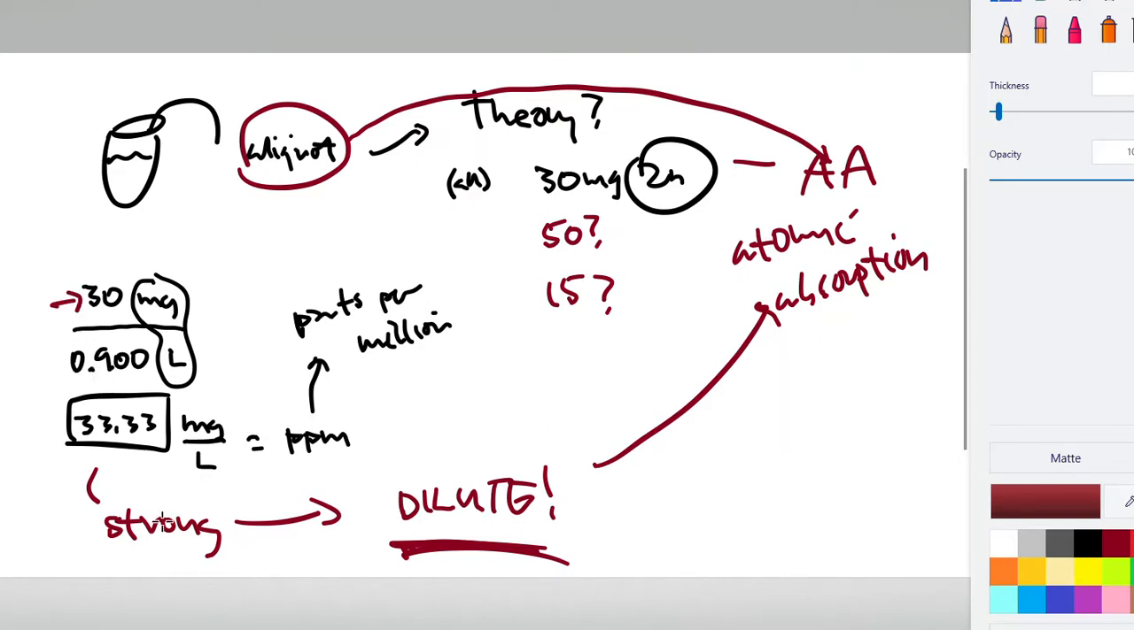But this is way too strong, and that strong tablet aliquot needs to be diluted down. And this is the kicker right here. It needs to be diluted down to be proper for atomic absorption. All right, so how do we know how to dilute it? Well, the standards that you're going to have to prep for this particular lab experiment are going to tell you a little bit about what to do.